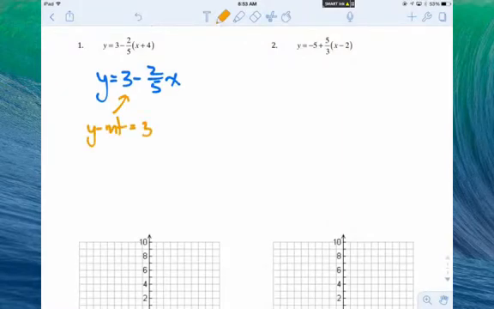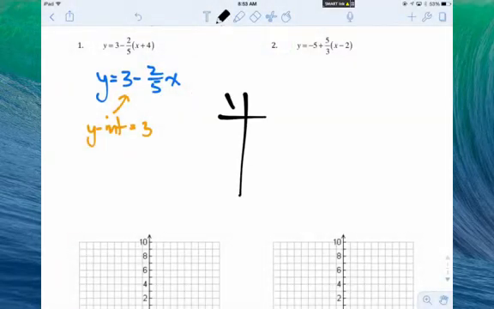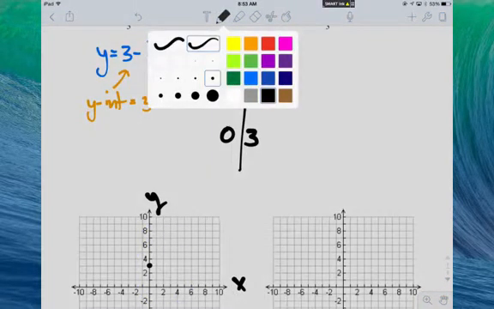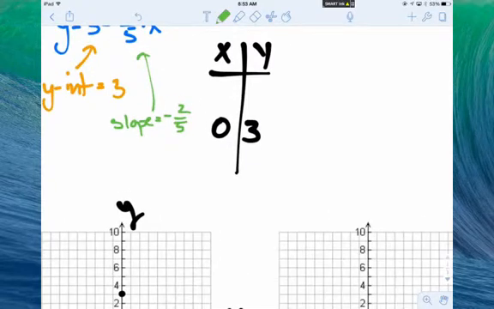And if we were to make a table of values, if we were to have an x value of 0, we would have a y value of 3. And of course on our graph, that's going to show up right on our y-axis, right there at the point 0, 3. And this slope of negative 2/5, well, that implies that, right, that's our change in y over our change in x. That was our definition of slope.